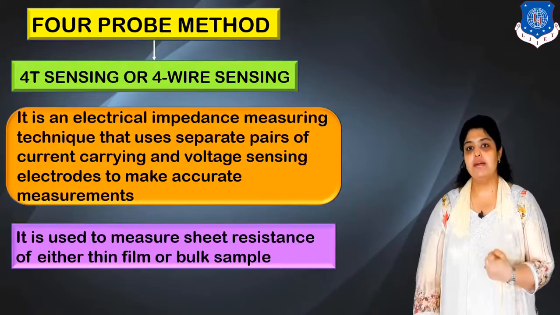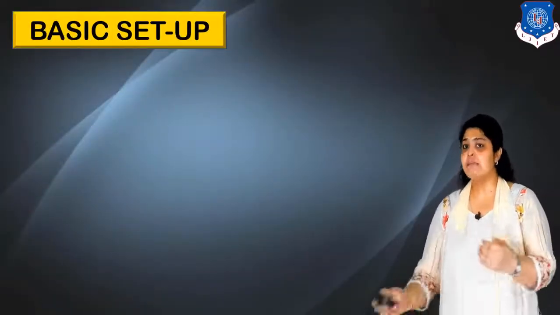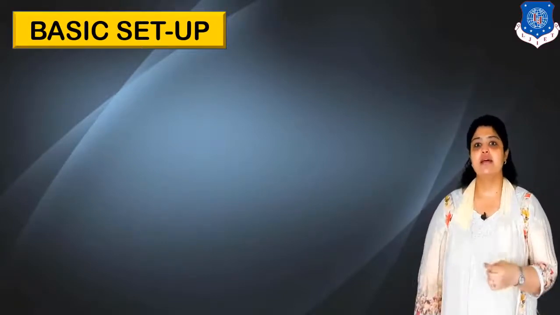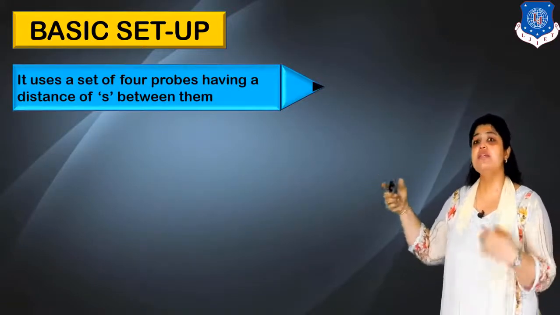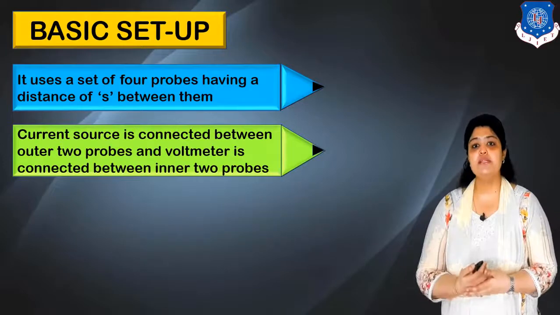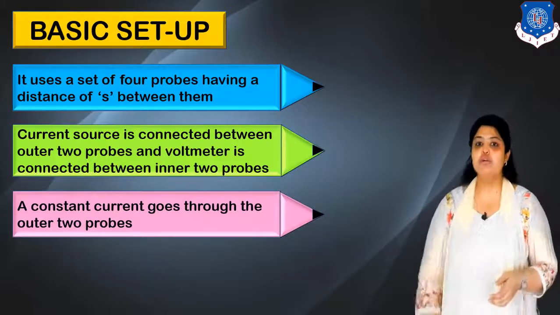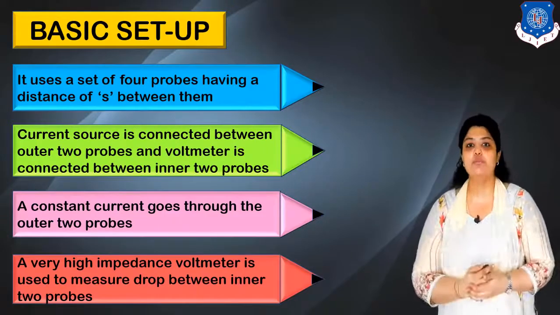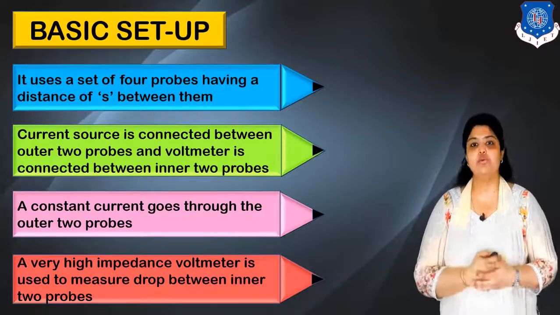Now this particular method is divided into 2 parts. So now we'll be discussing the basic setup first, and then we'll be considering the 2 cases. So the basic setup of the 4-probe method has a set of 4 probes which should have a distance S between them. Next, the current source is connected between the outer 2 probes and the voltmeter is connected between the inner 2 probes. A constant current source goes through the outer 2 probes, and a very high impedance voltmeter is used to measure the drop between the inner 2 probes. So current is supplied between the outer 2 probes and voltage is measured between the inner 2 probes.